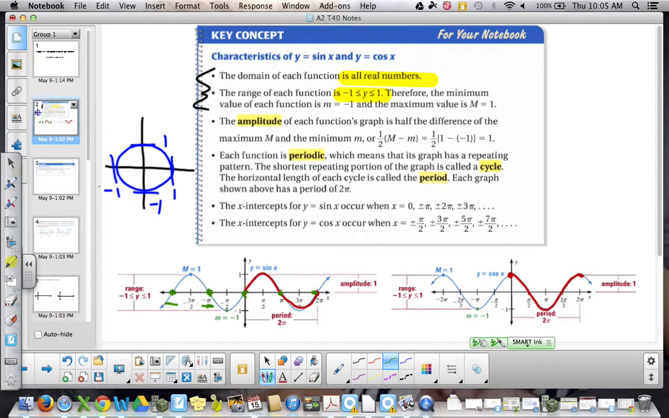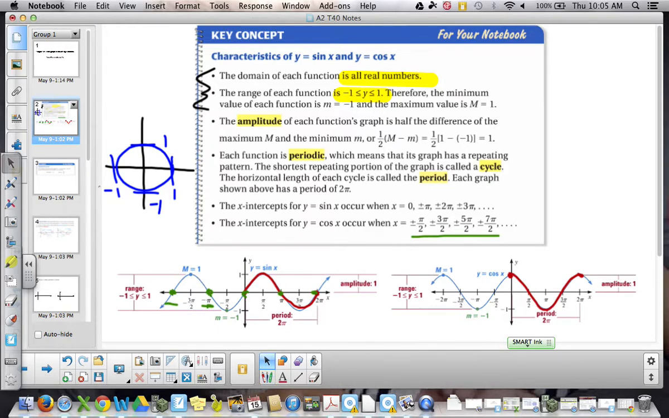Now, since we said that cosine is just a shift of the sine graph by pi over 2 units, then it makes sense that the x-intercepts for cosine are just odd multiples of pi over 2. So pi over 2, 3 pi over 2, 5 pi over 2, 7 pi over 2, okay, 9 pi over 2, and so on.